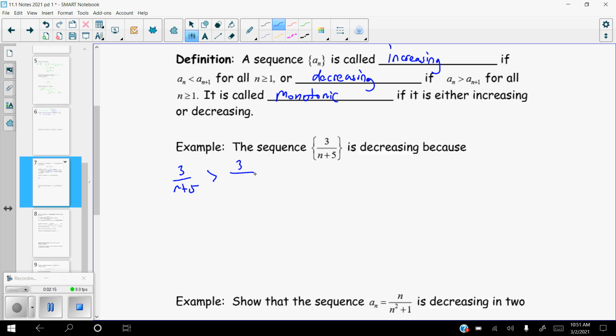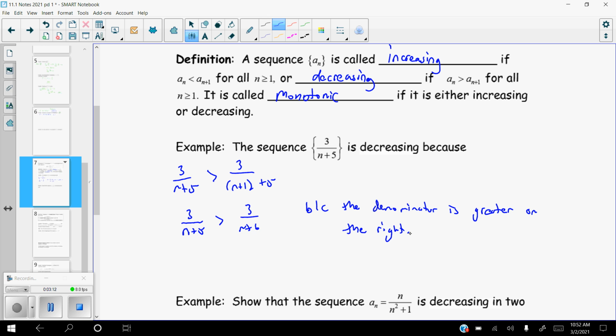Well, the next term is what you get when you substitute n plus 1 for n, because it's the next term. So n plus 1 represents the next term. This will be a relatively easy one because the simplification is that 3 over n plus 5 is greater than 3 over, combining the like terms, n plus 6. And in general, we know that a greater denominator, assuming that the numerators are the same, means that it's a smaller fraction. So we can simply say, because the denominator is greater on the right. Okay, probably not a real official definition, but at least it gets you the idea of what it is.